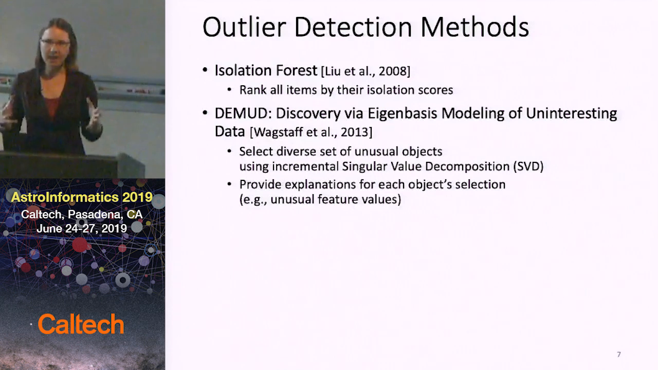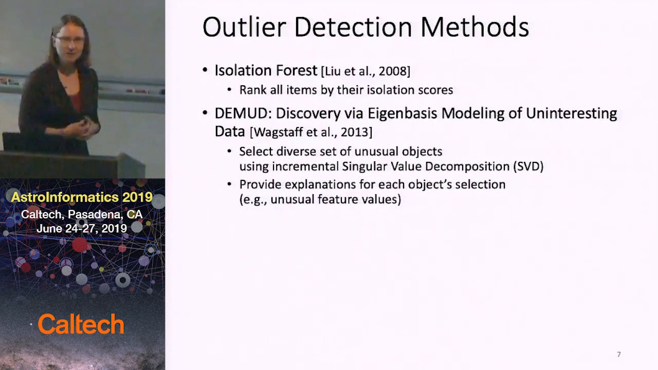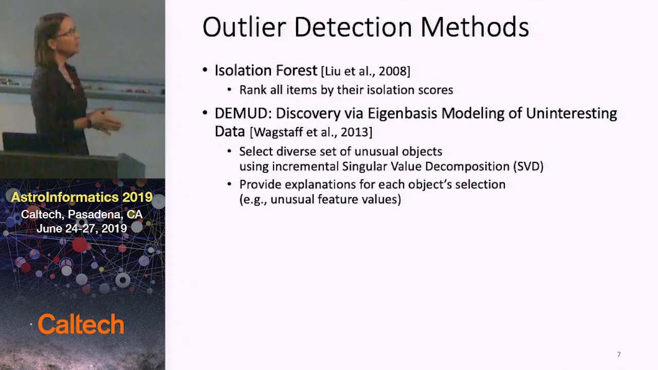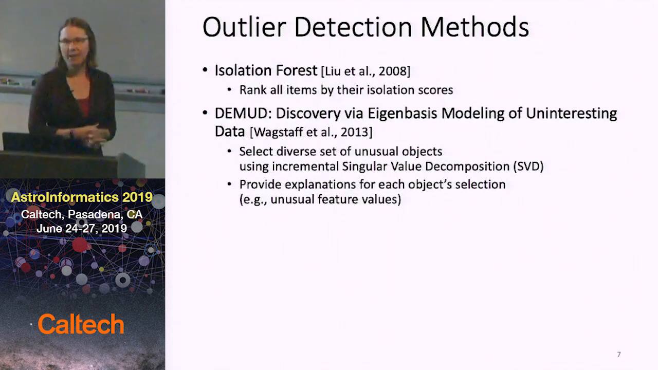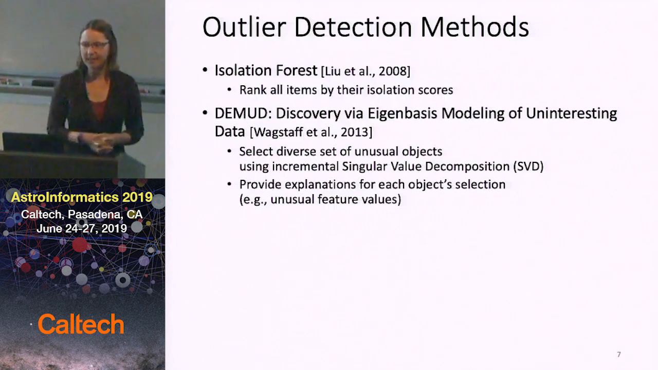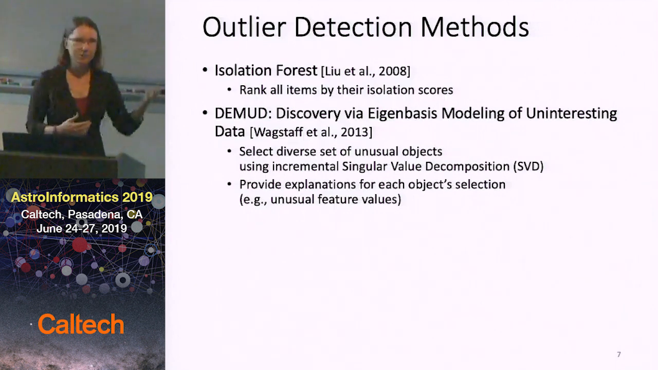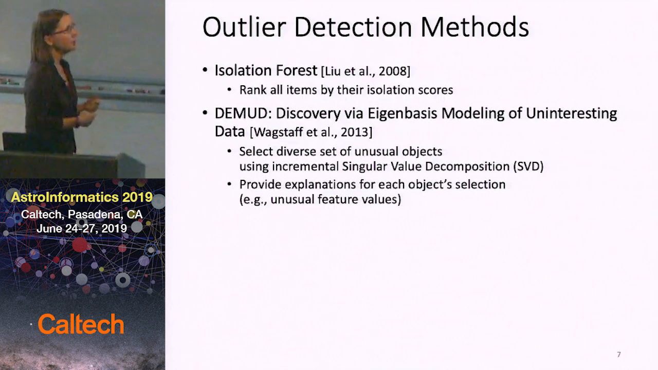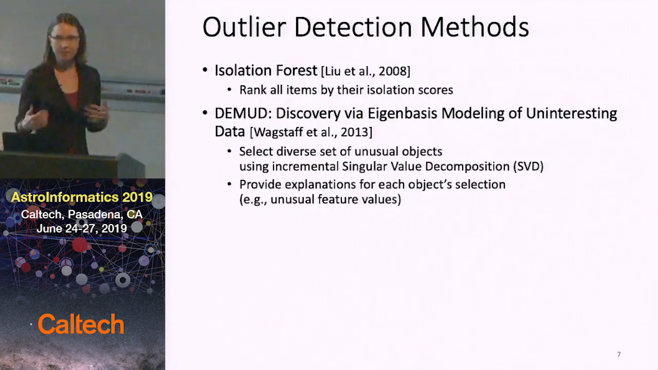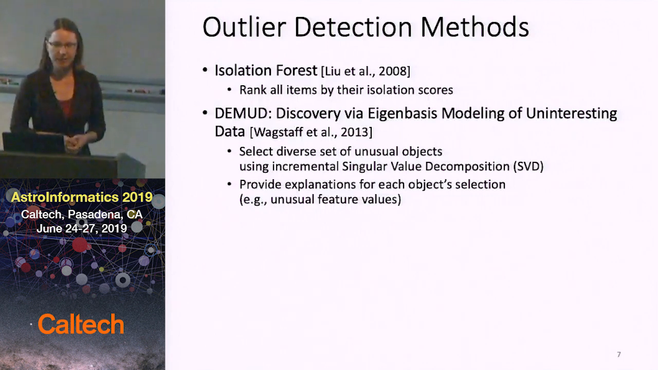So once we have that relatively clean sample that we're going to start analyzing, we use 2 different methods to look for outliers or artifacts within that remaining data set. And these are the 2 methods we're using: the isolation forest, which gives you a ranking of everything in the catalog by its isolation score, and I'll explain what that is in a minute.